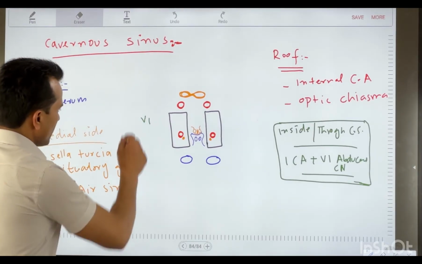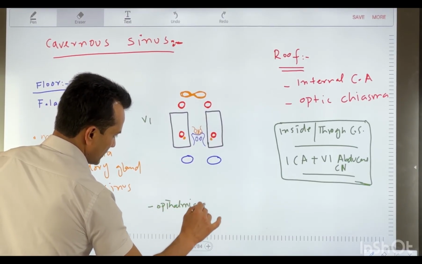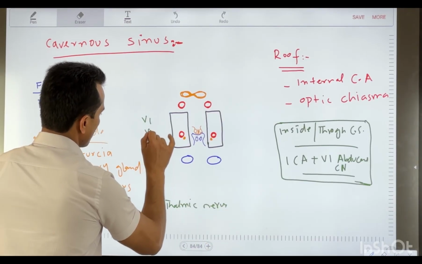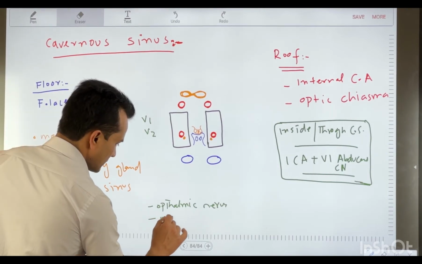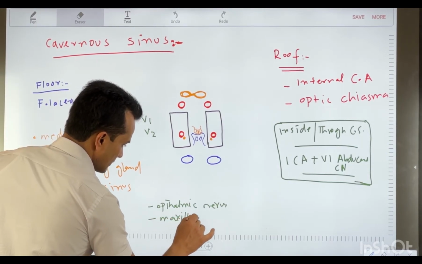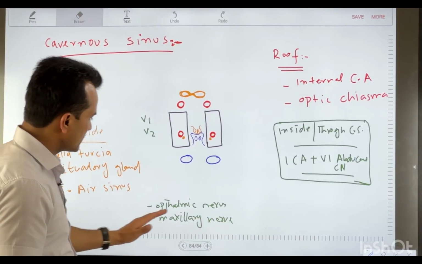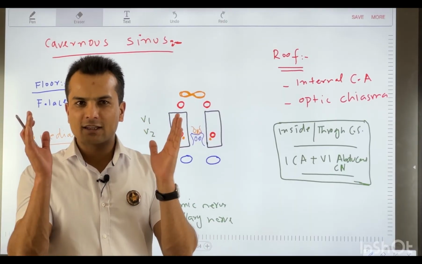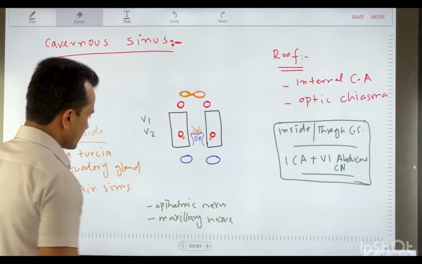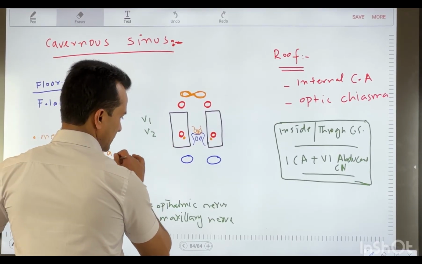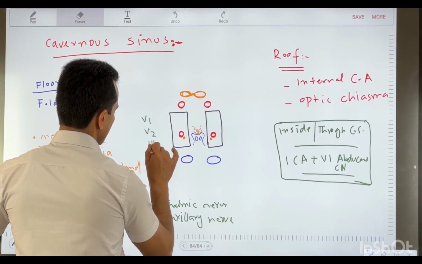So on the lateral side you have got V1. What is V1? Ophthalmic nerve. Okay. And then you have got V2. What is V2? V2 is the maxillary nerve. And the maxillary nerve is passing through the foramen rotundum. It's also present on the lateral side of the cavernous sinus. Later I will show you the base of skull also. So V2, maxillary nerve, and then you have got the third and fourth cranial nerves.